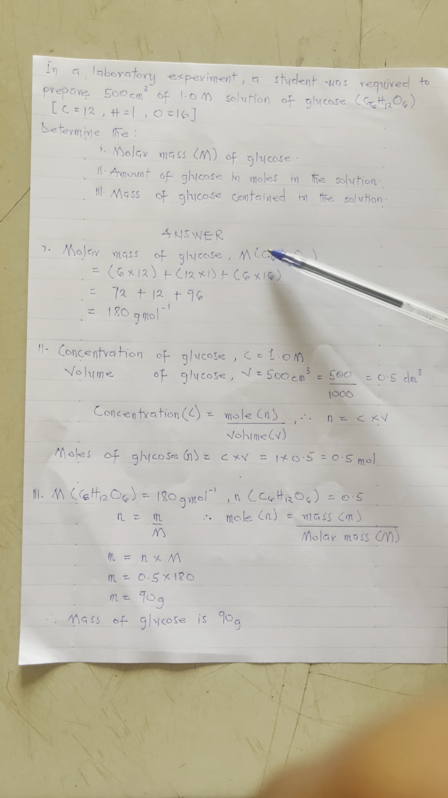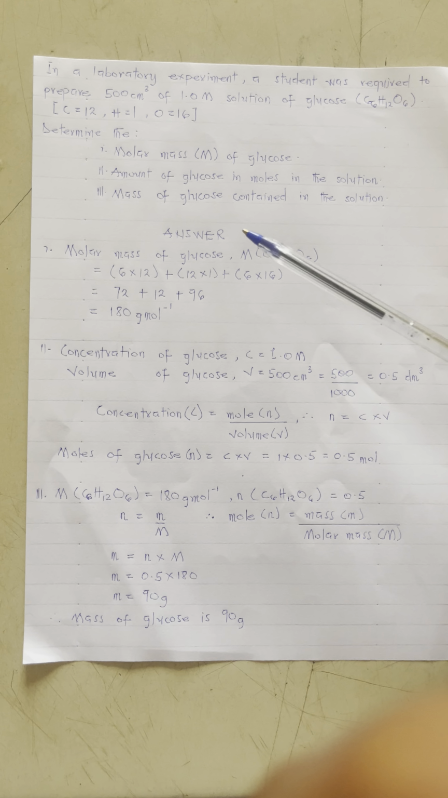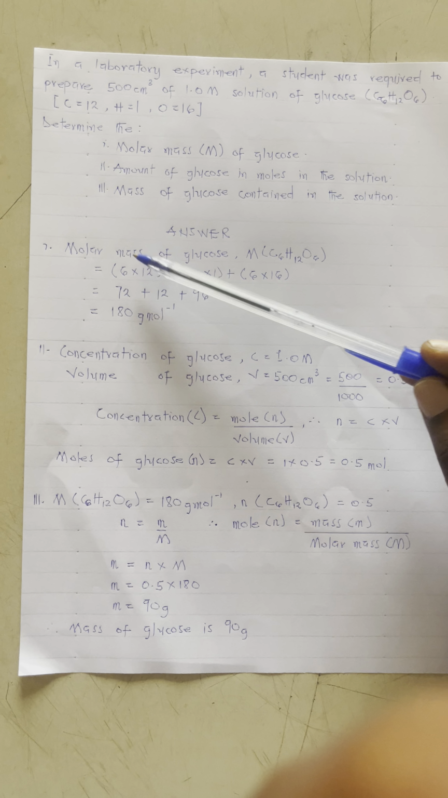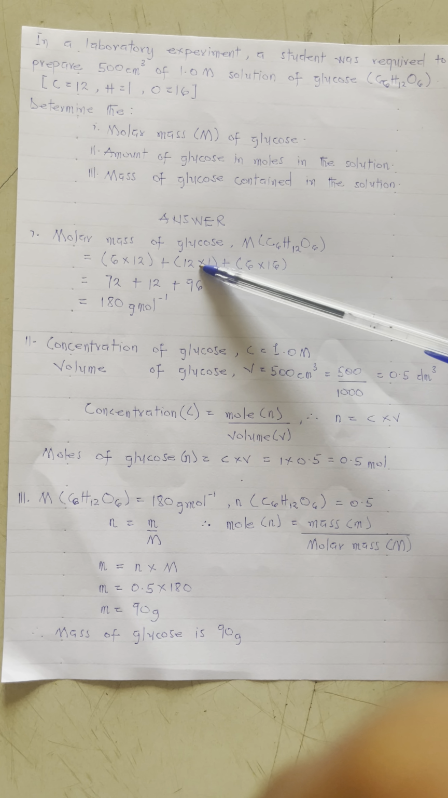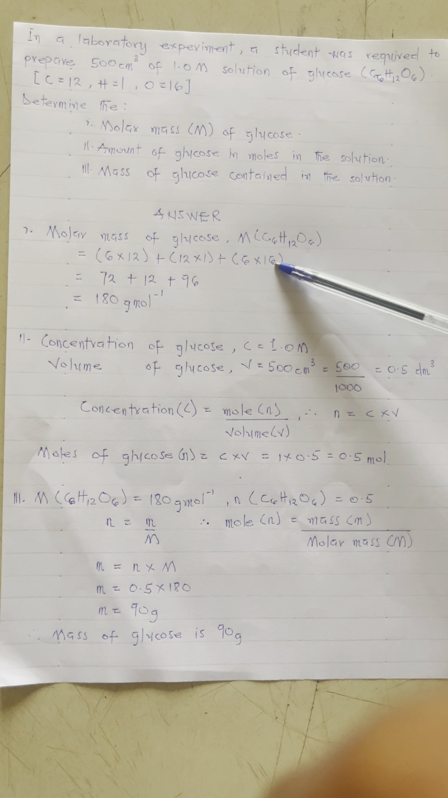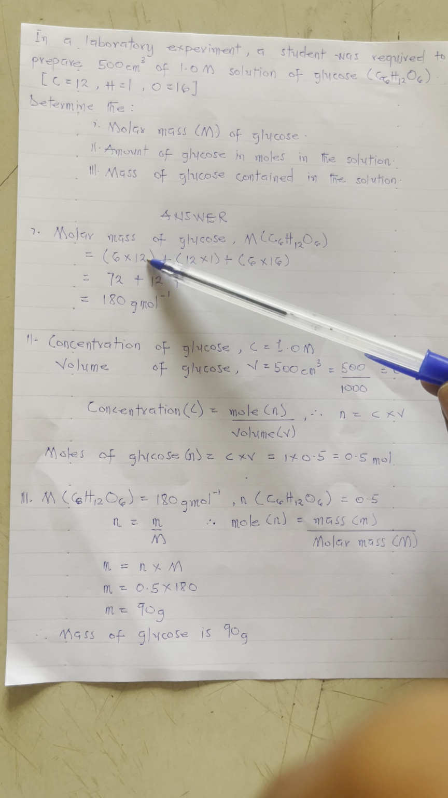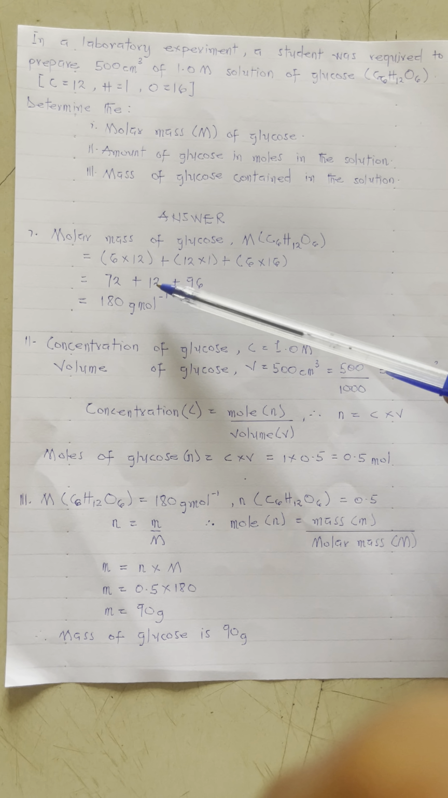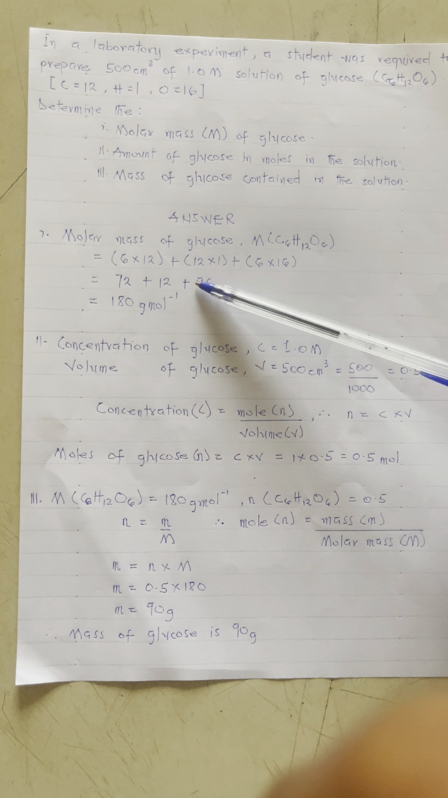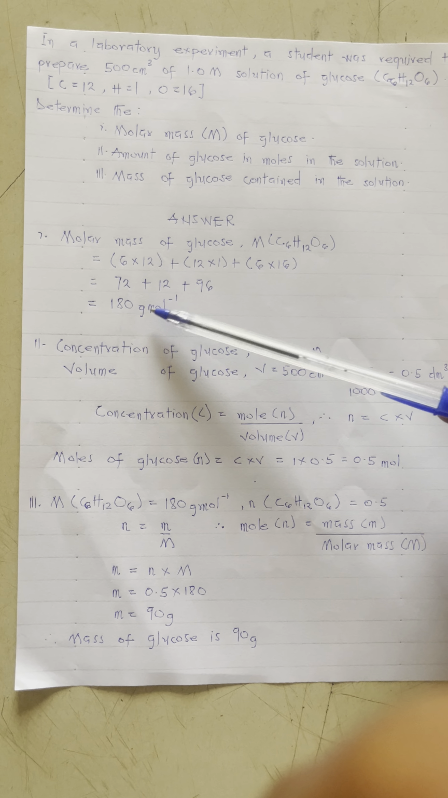So C6 plus H12 plus O6. So we have the 6 multiplying the carbon, we put it in one bracket, plus 12 multiplying the hydrogen, we put it in one bracket, plus 6 multiplying oxygen, which is 16, as we can see here. So this by that will give us 72, this by this will give us 12, this by this will give us 96. After that, we add everything, which will give us 180 gram per mole. So this is the unit for molar mass.